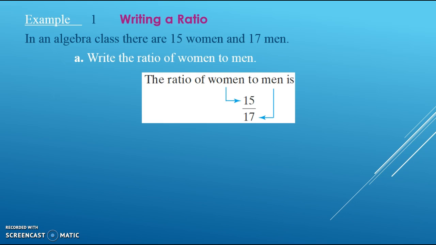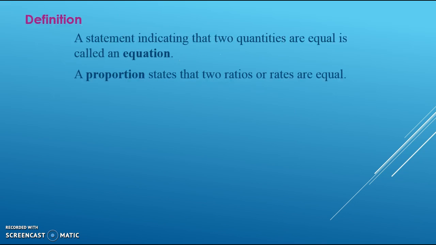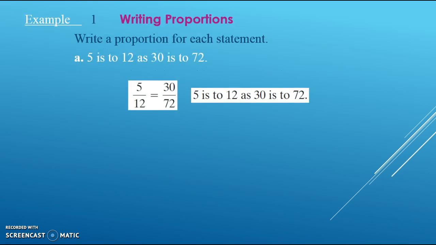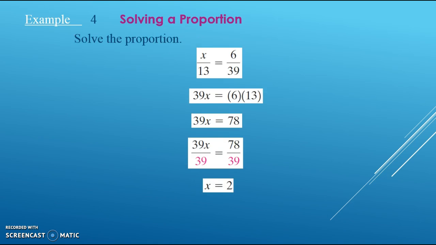Then we can take that ratio and write it with another ratio in a proportion. So it's another type of equation, but it's 2 ratios that are equal to each other. Let's take a look at an example. Here are 2 ratios that are equal to each other: 5 is to 12 as 30 is to 72. So we can write them as 2 fractions that are equal to each other. And therefore, if we have a missing piece of a proportion, we can solve it. Here's an example of a proportion, and we can find that missing piece.